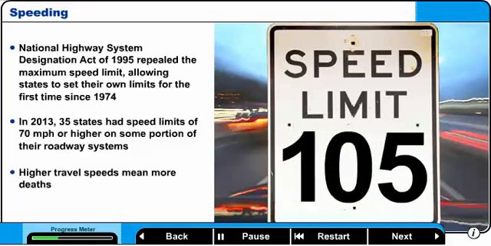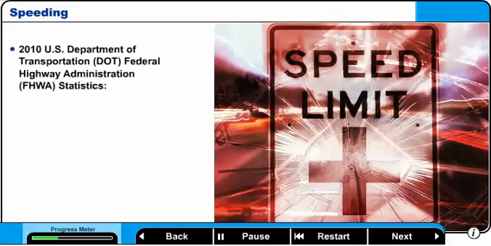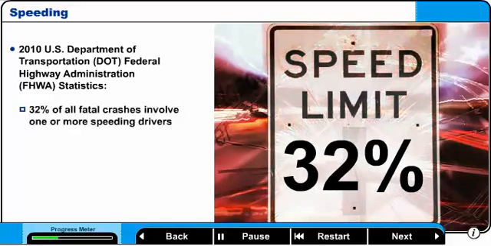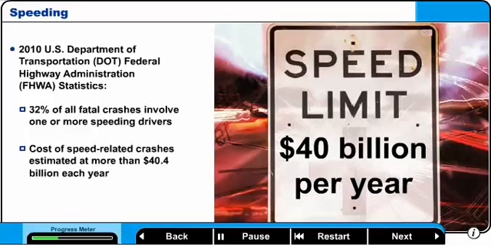Higher travel speeds mean more deaths. In states where speed limits were raised to 65 miles per hour, the higher limits caused about 15 to 20% more deaths per year. The U.S. Department of Transportation Federal Highway Administration estimates that 32% of all fatal crashes involve one or more drivers who were exceeding the posted limit or driving too fast for conditions. They estimate the economic cost to society of speed-related crashes to be more than $40.4 billion each year.